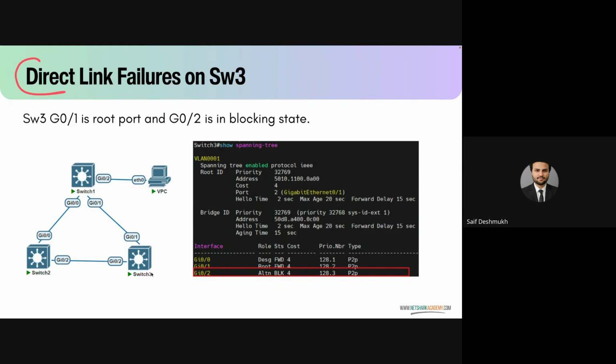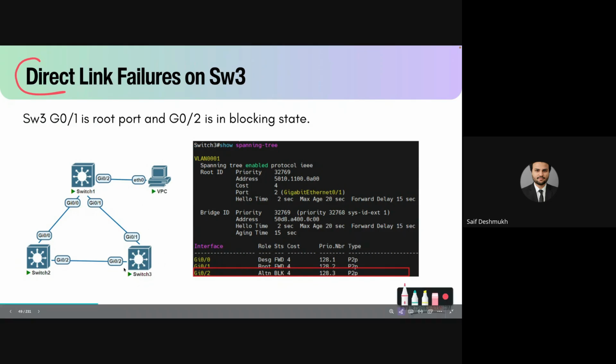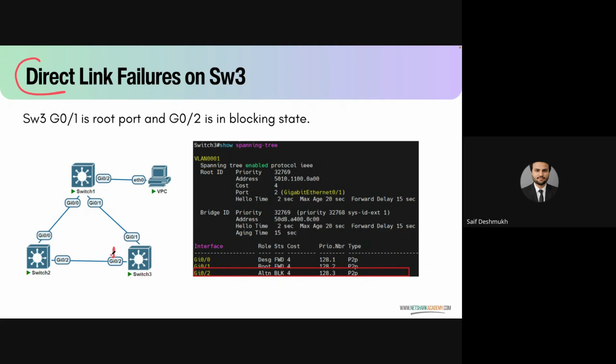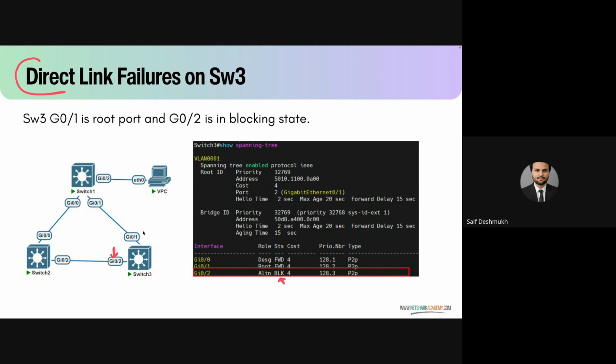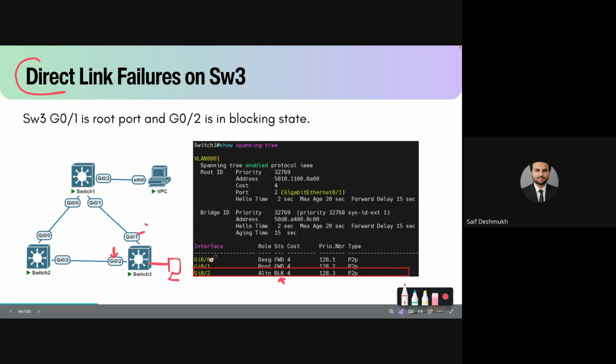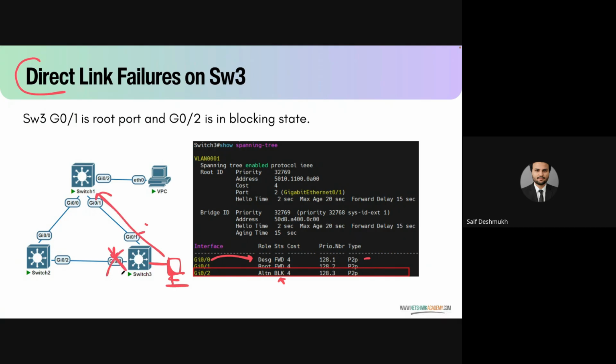On switch 3, the topology is simple. We have gigabit 0/2, which is in blocking state. We have gigabit 0/1 as the root port. We have one more interface, 0/0, which is the designated interface. This is a P2P link, and this is where a PC is connected on switch 3. Traffic will always flow from here. This interface is in blocking.